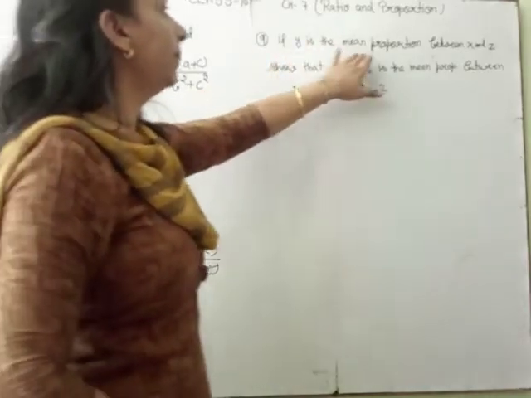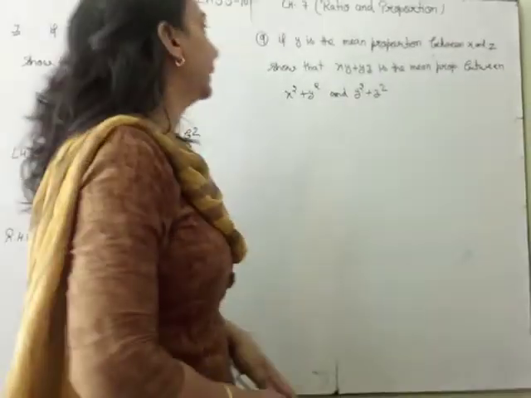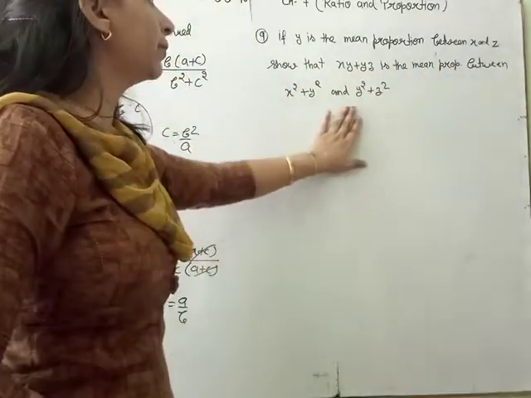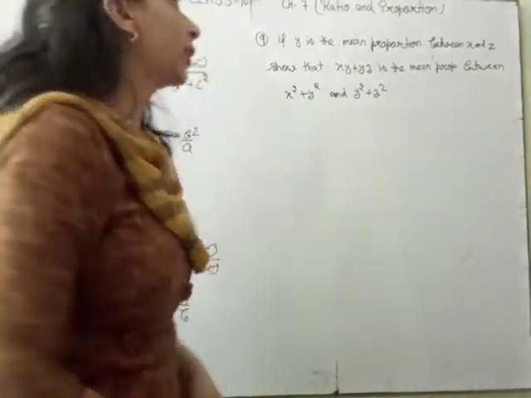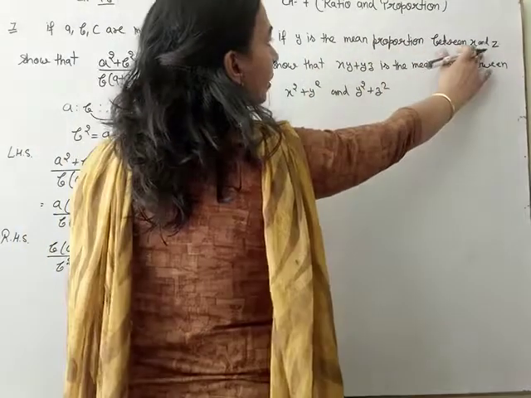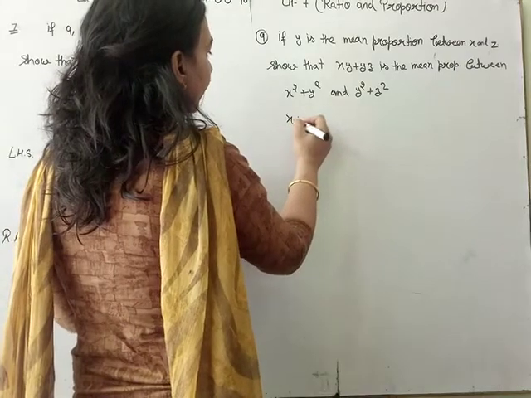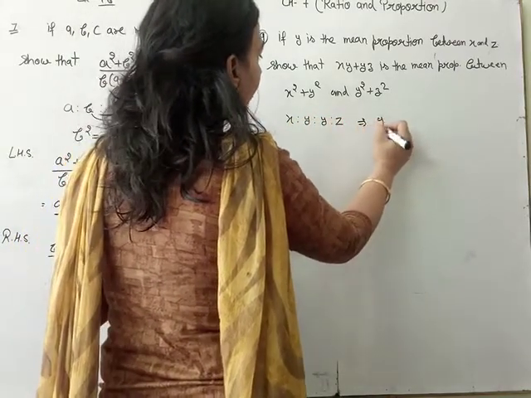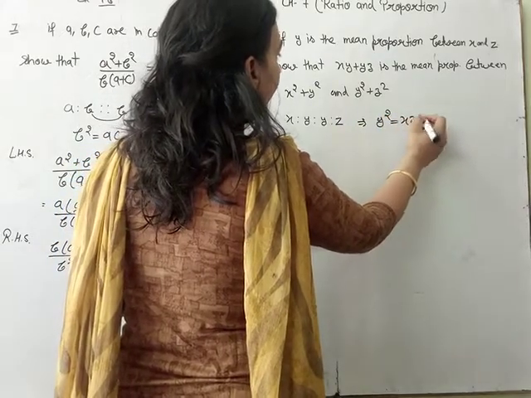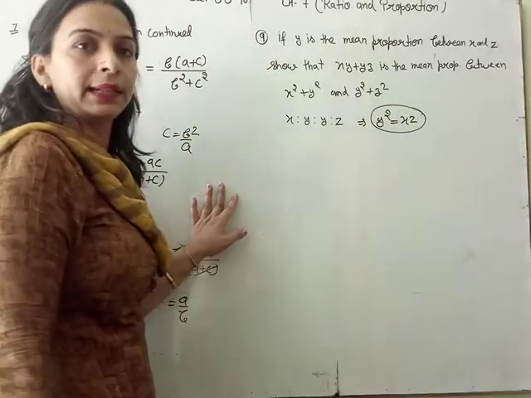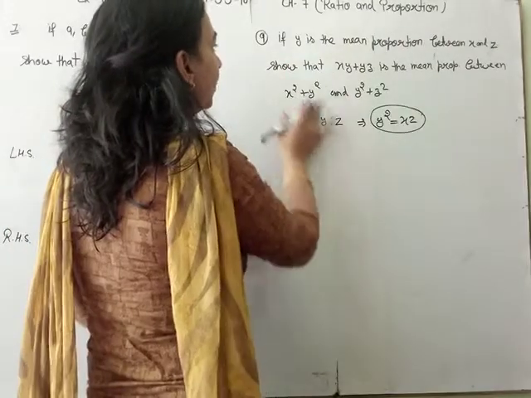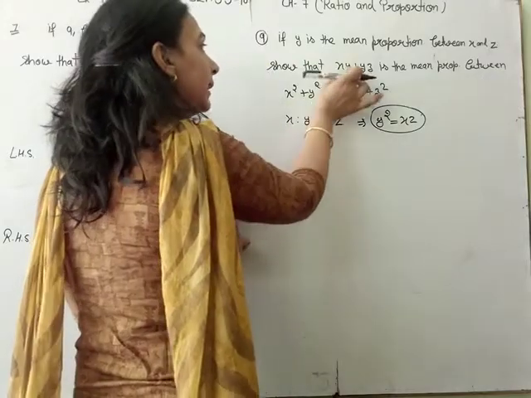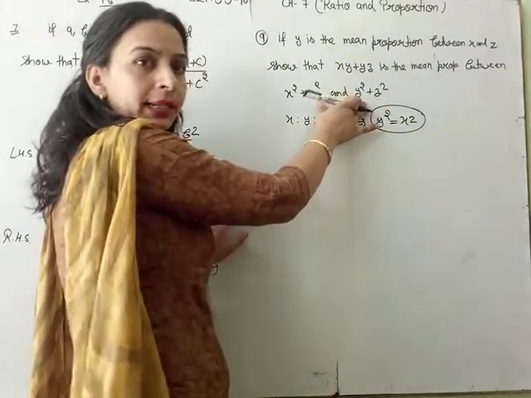If y is the mean proportion between x and z, show that xy plus yz is the mean proportion between x square plus y square and y square plus z square. Student, y is the mean proportion between x and z. That means x ratio y equals y ratio z. This implies that y square equals xz. We use this result directly. Okay. With the help of this, we have to show that this is the mean proportion between these.